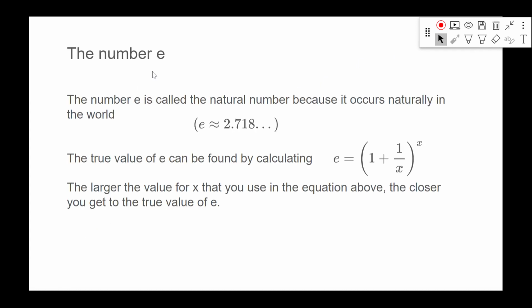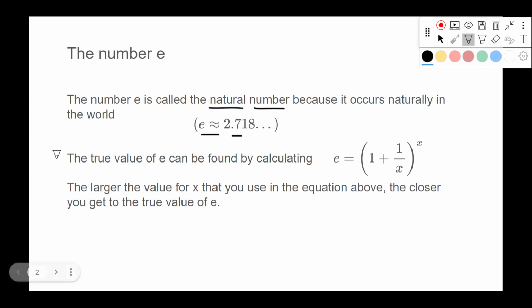All right, so let's talk about this number e. E is called the natural number because it occurs naturally in the world, in the environment. There are all sorts of scenarios where you're looking at the growth of something and all of a sudden this number e shows up. E is approximately 2.718 and it's a number that continues on forever, such as pi. It's the same idea, okay?